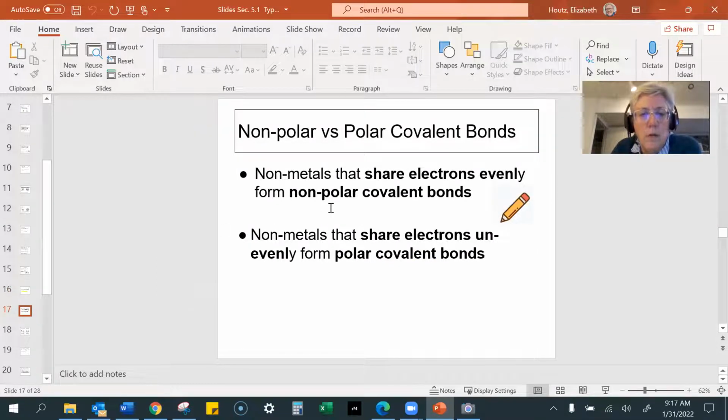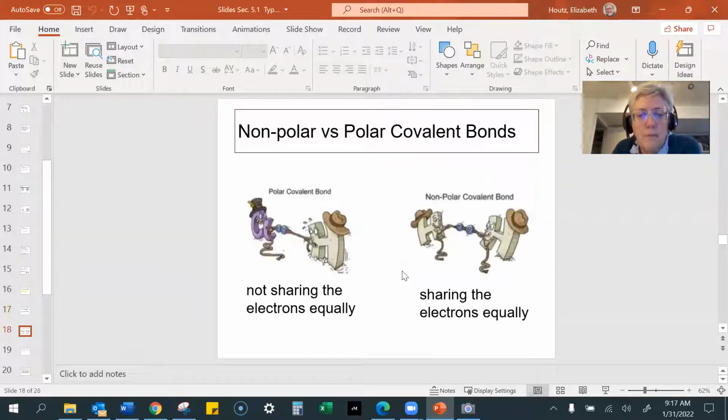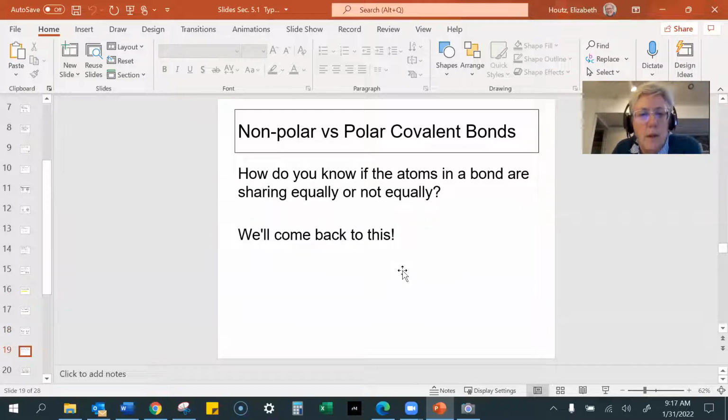Non-polar covalent bonds share the electrons evenly. Polar covalent bonds share them unevenly. And that's the same picture, okay? And the next question is, how do we know if they're being shared equally or not? And we come back to this question in the next unit, actually.